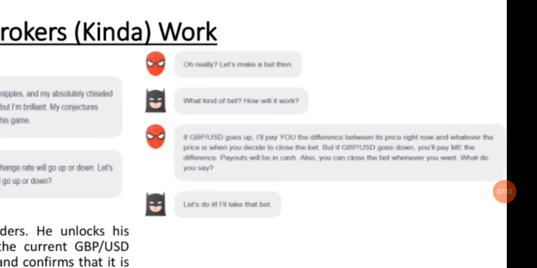So Spider-Man now said, "Oh really? Let's make a bet then." Batman says, "What kind of bet? How will it work?" Spider-Man says, "If Great British Pound US dollar goes up, I will pay you the difference between the price right now and whatever the price is when you decide to close the bet. But if Great British Pound US dollar goes down, you'll pay me the difference. Payouts will be in cash. Also, you can close the bet whenever you want. What do you say?" To which Batman says, "Let's do it.